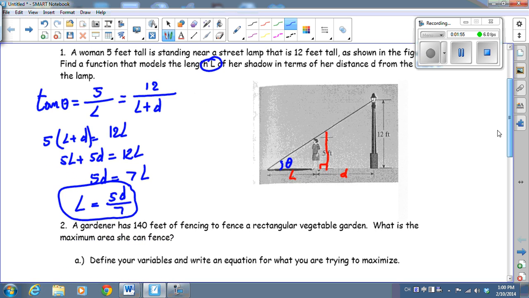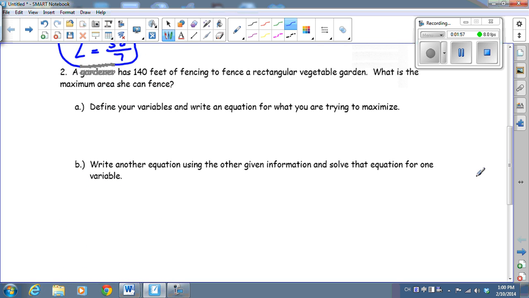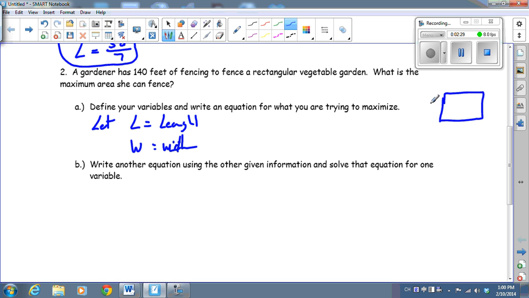Let's look at the second problem. The second problem says a gardener has 140 feet of fencing to fence a rectangular vegetable garden. What is the maximum area she can fence? It says define your variable. I would say let L equal the length and W is the width. Alright, I have my length and my width. So if I have a rectangle like this, I will call the length L and the width W.